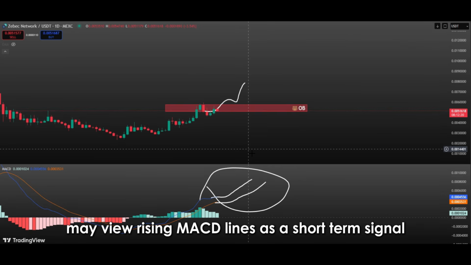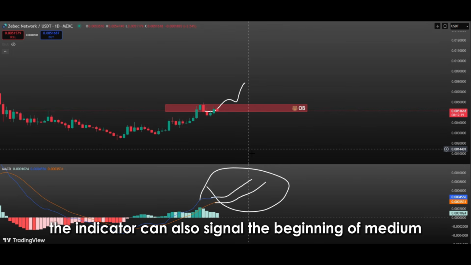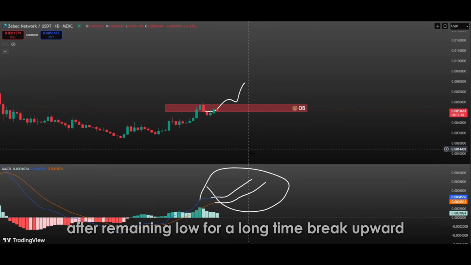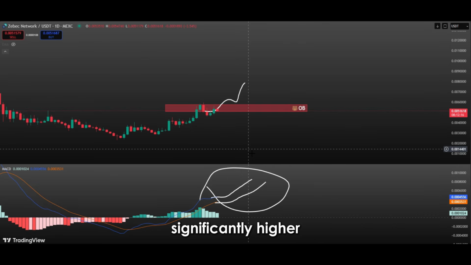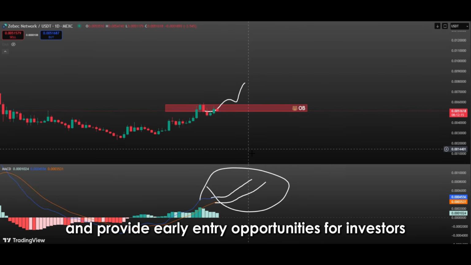Some investors may view rising MACD lines as a short-term signal, but when interpreted correctly, the indicator can also signal the beginning of medium to long-term trends, especially when the MACD lines, after remaining low for a long time, break upward. It may indicate that prices are poised to move significantly higher. Such patterns often mark the beginning of a trend reversal and provide early entry opportunities for investors.